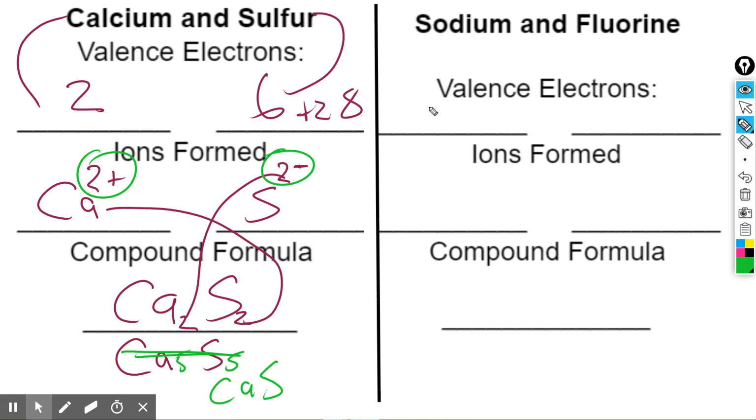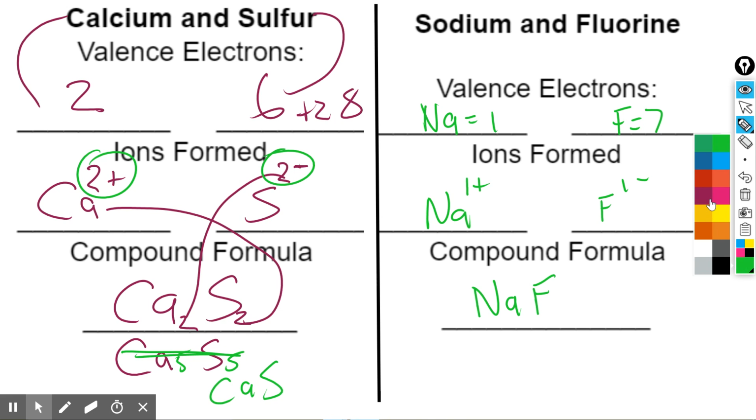Let's look at this one, sodium and fluorine. Na, valence electrons is 1. F, valence electrons is 7. Ions formed: Na becomes 1 plus, F becomes 1 minus. What's the formula for the compound? They are the same number, so you don't need to do any crisscrossing. It's just NaF, no subscripts necessary.